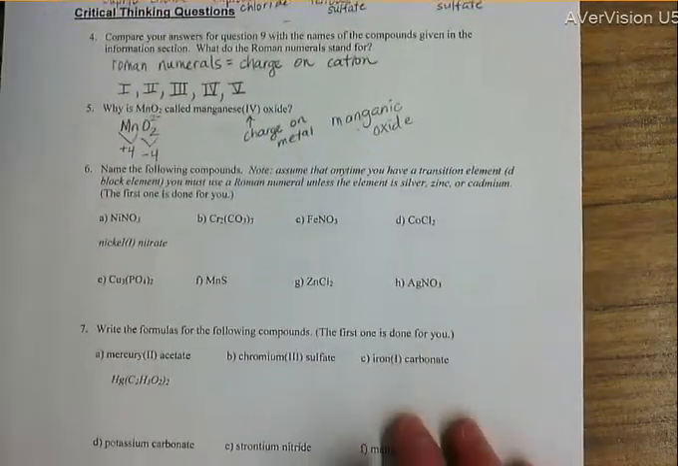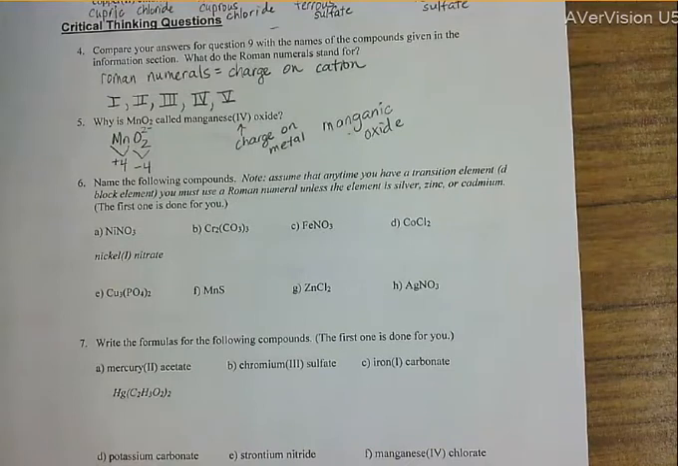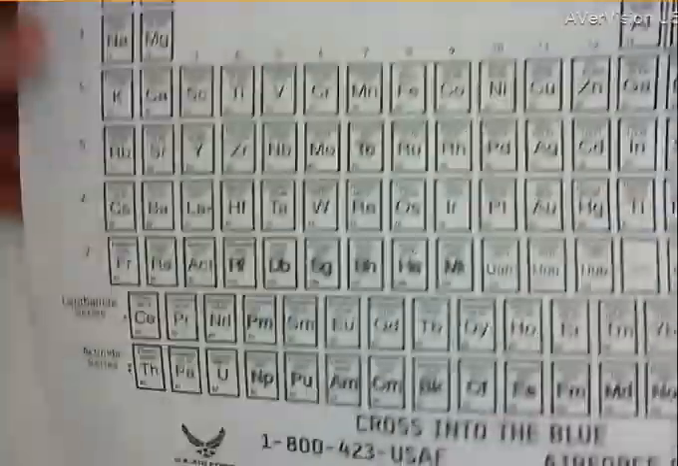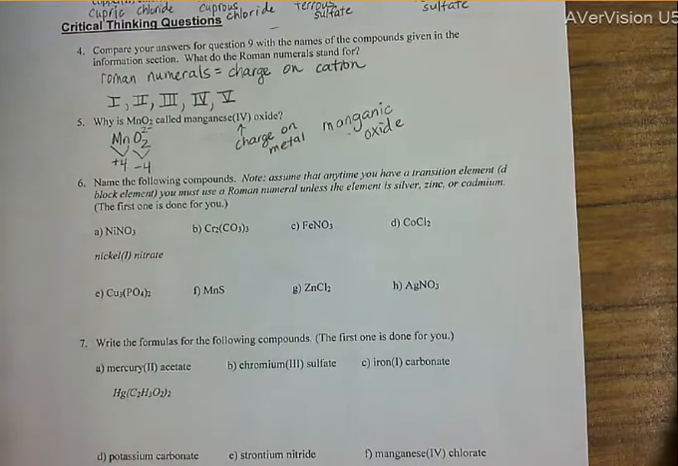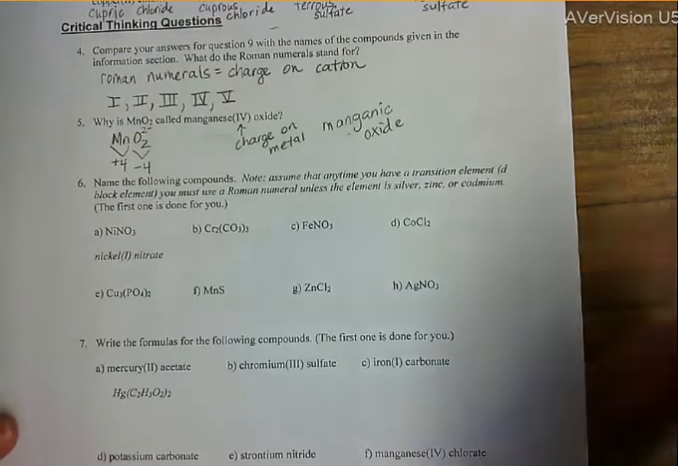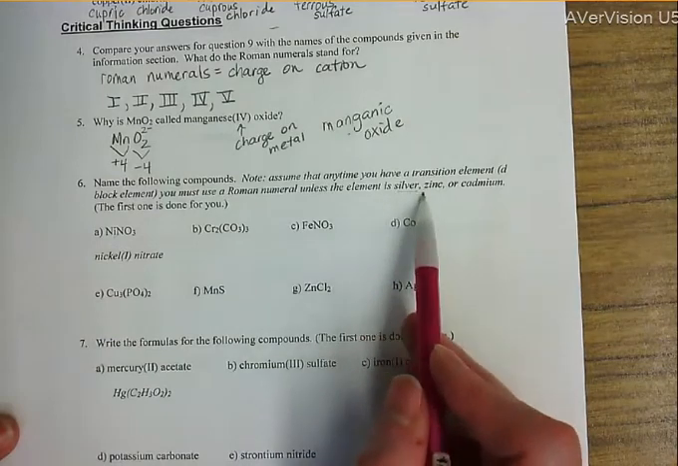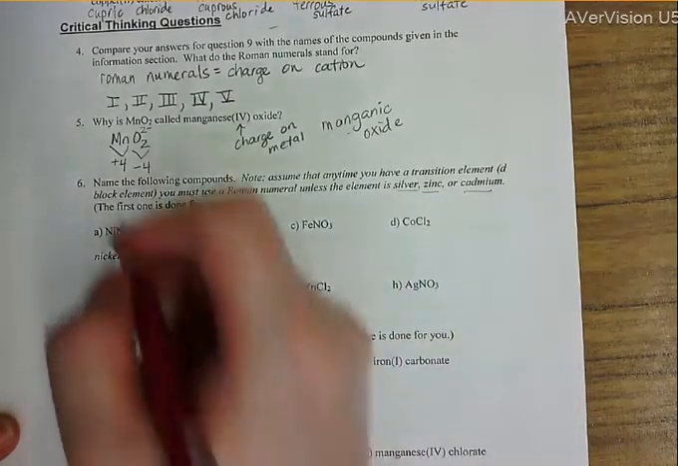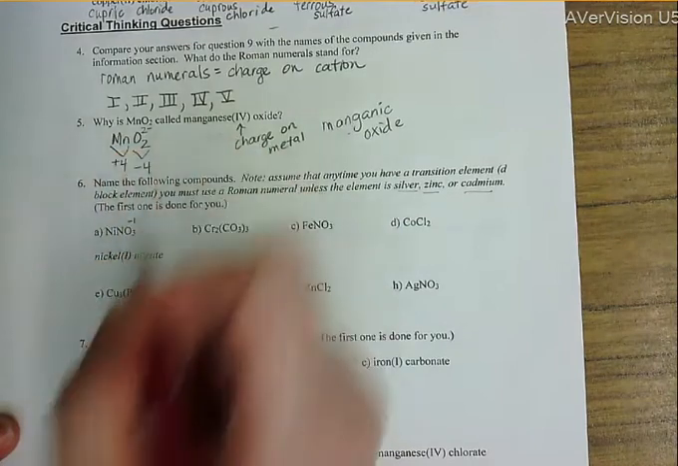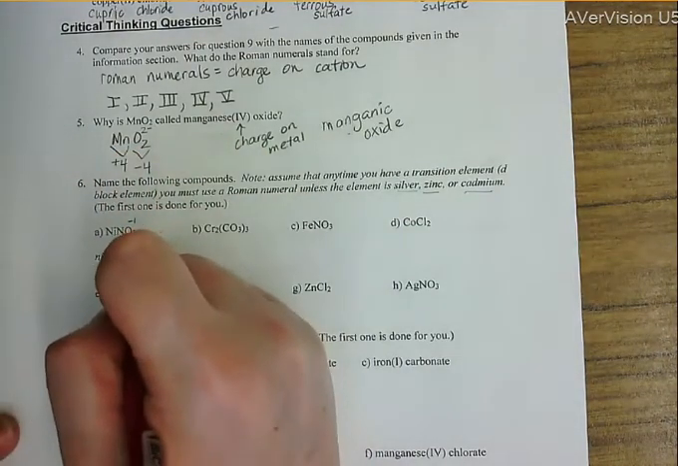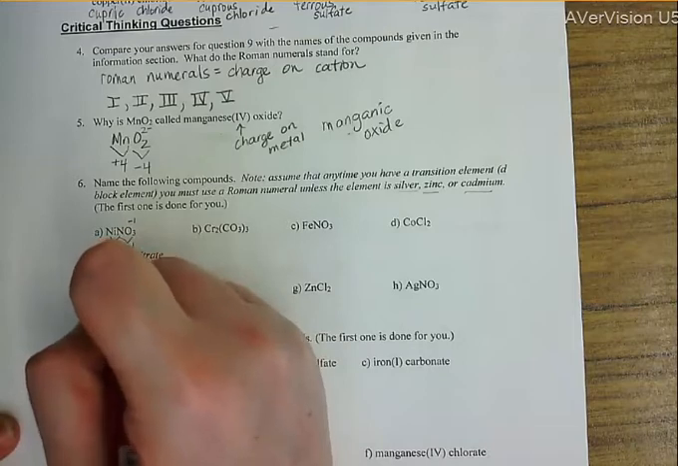Number 6. Name the following compounds. Note, assume that anytime you have a transition metal element, a D block element, so again, anytime you're talking about something in your short columns here, you must use a Roman numeral unless the element is silver, zinc, or cadmium. Because it's nickel, and it's not one of these three listed here, I have to have a Roman numeral. How did we know it was 1? Because nitrate has a charge of -1. There's one of them, so my total positive charge has to be +1.